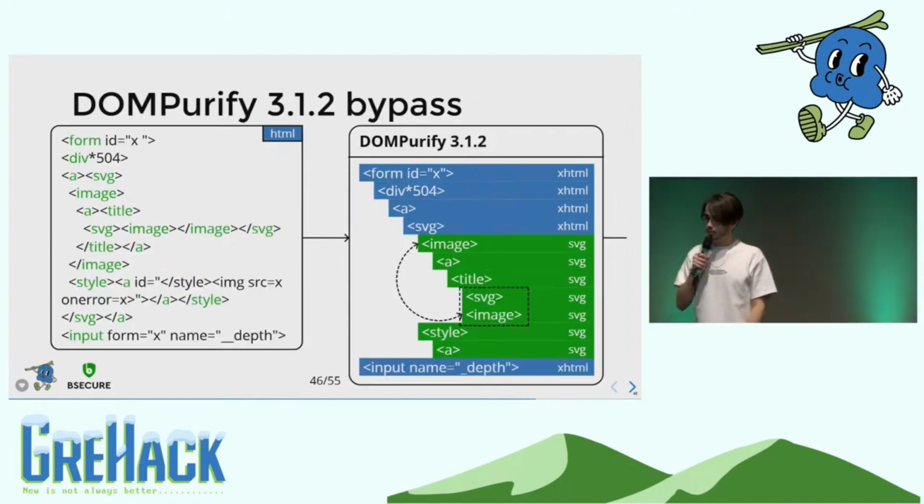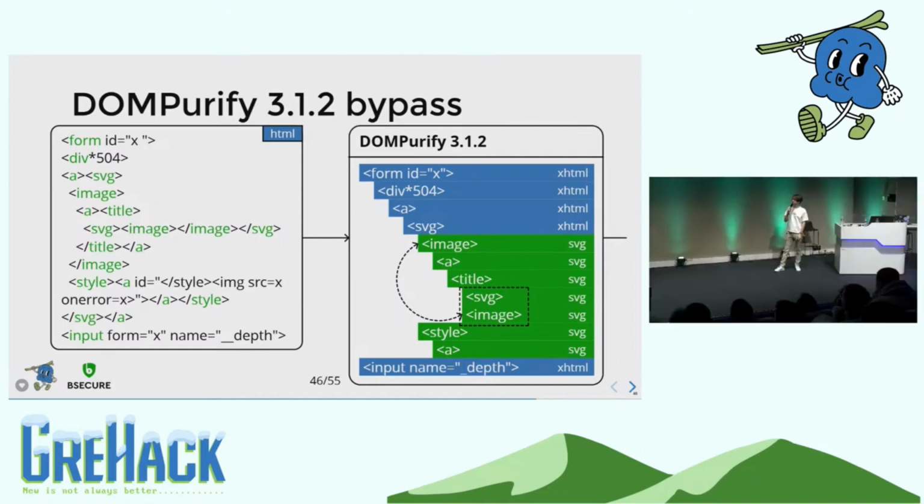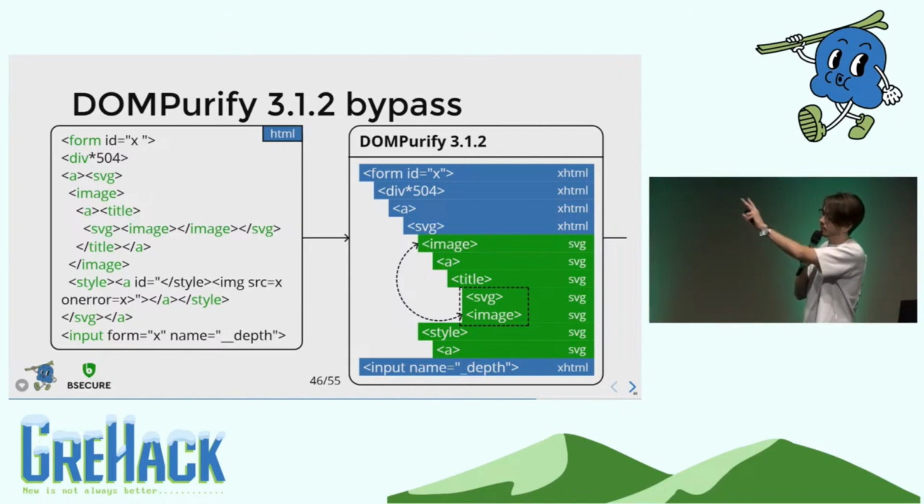So if we sum up, on the top, on the left, we have a form tag with an ID set to X with a space. At the bottom, we have an input tag with a form attribute set to X with a name set to depth. So this is for the second order DOM clobbering. And in between, we have 504 divs with the elevator mutation, with the image tag and the SVG tag to force the mutation to occur on the second parsing.